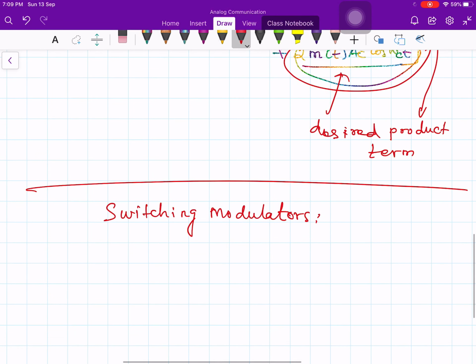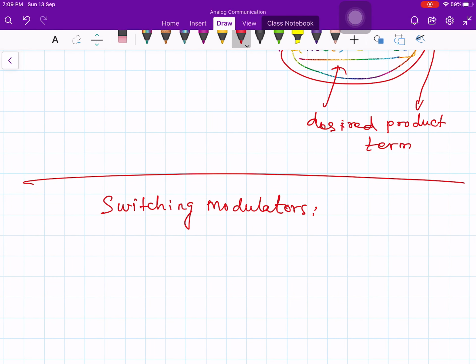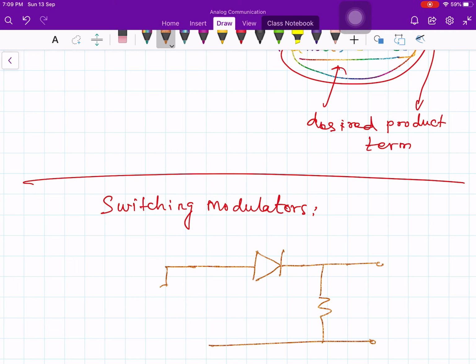It consists of an ideal diode followed by a resistance. So you take a diode. Let me draw the diagram. Let me consider this is an ideal diode and in parallel with a resistance like this. Switching modulator. Now what you do, you take your carrier signal and your message signal, both you add here. Let us say this is my m of t and let me denote the carrier signal by c of t.